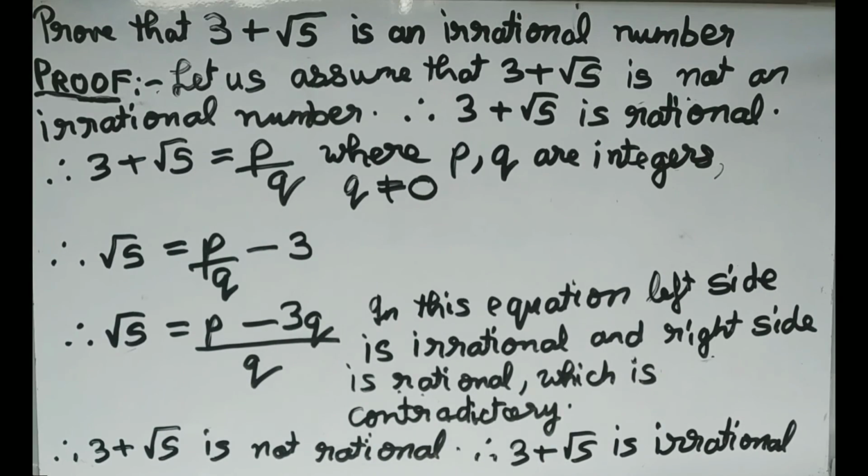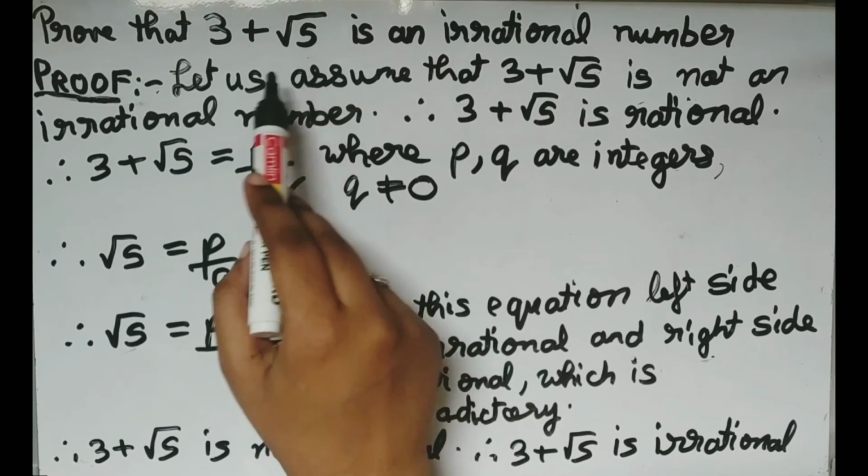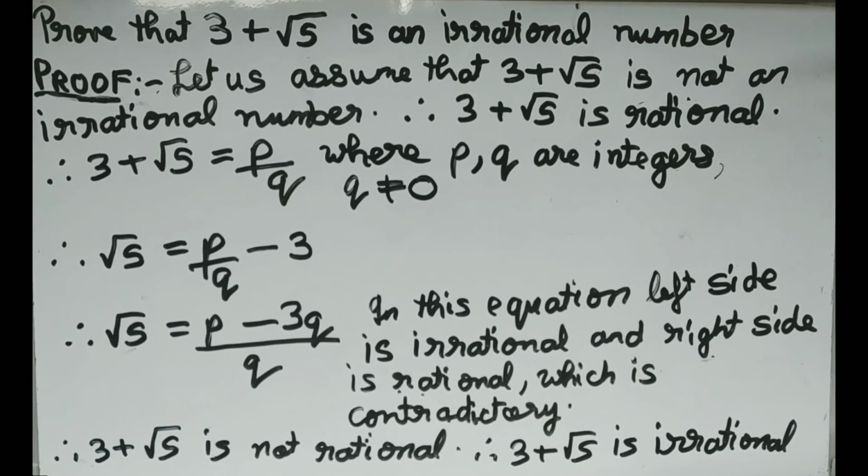So this is how we prove that 3 plus root 5 is an irrational number. Here we are using the indirect proof. So with this we complete this topic.